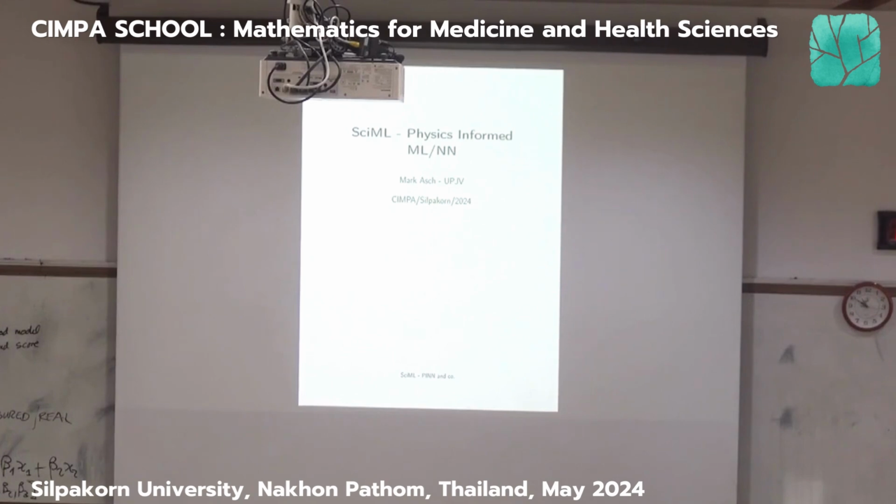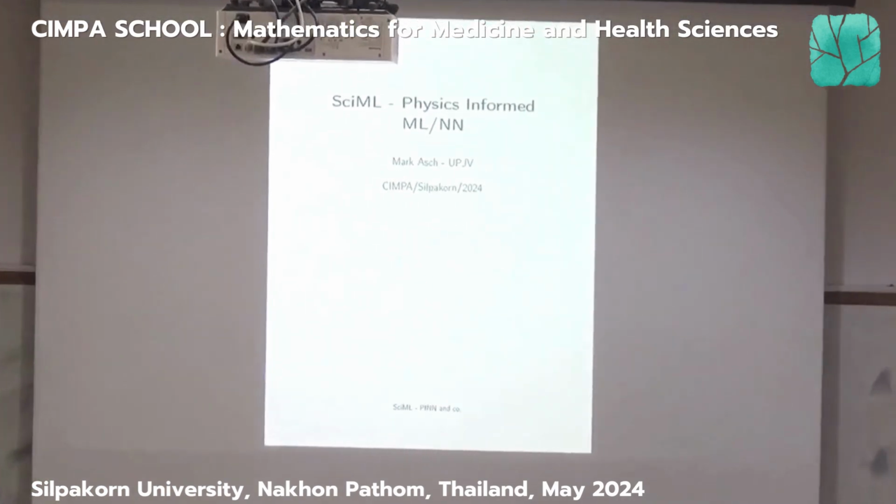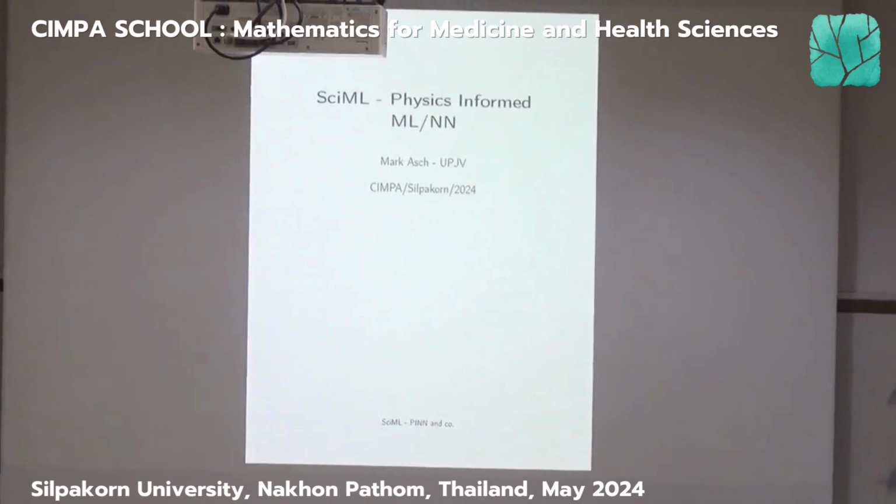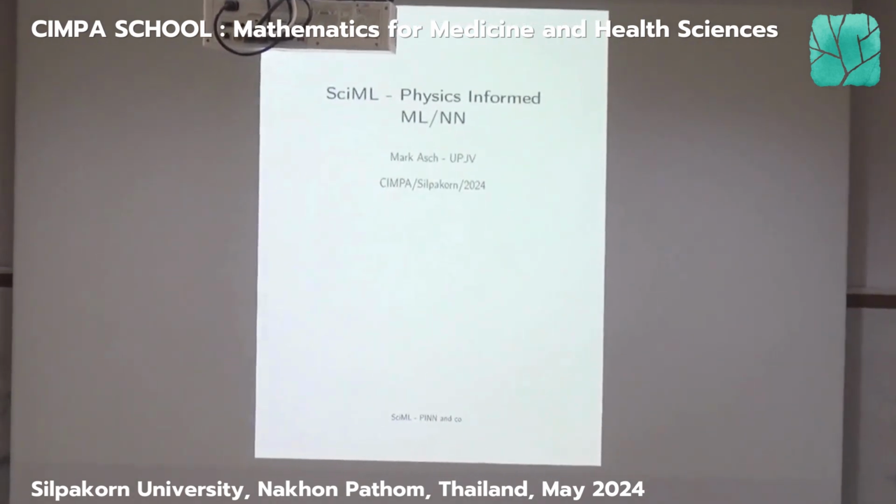I want to bring out some important points of how we can do what we can call scientific machine learning. Machine learning uses the data. The data is data, but there's no science in the data. The question is, how do we combine science with machine learning? How do we make machine learning more scientific?